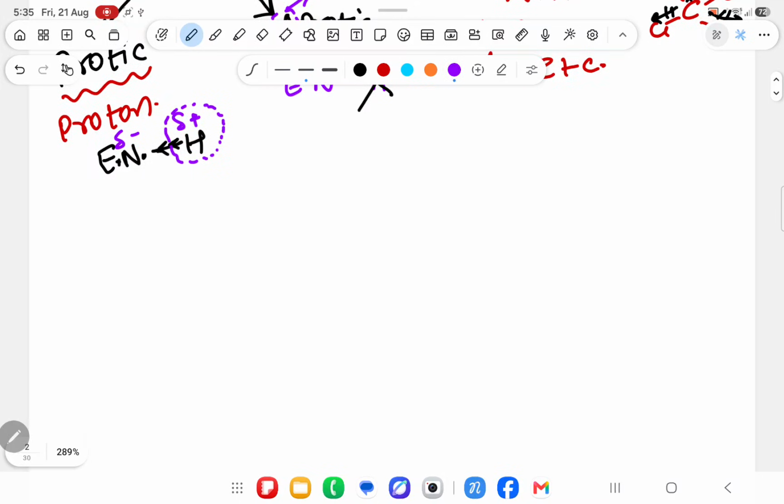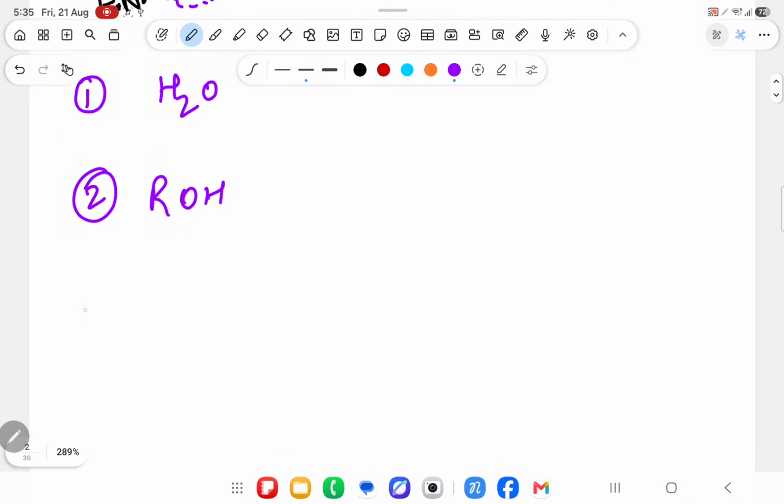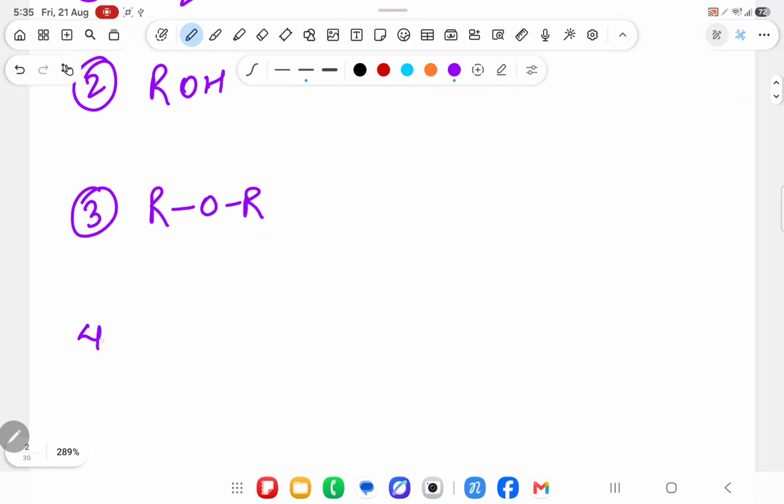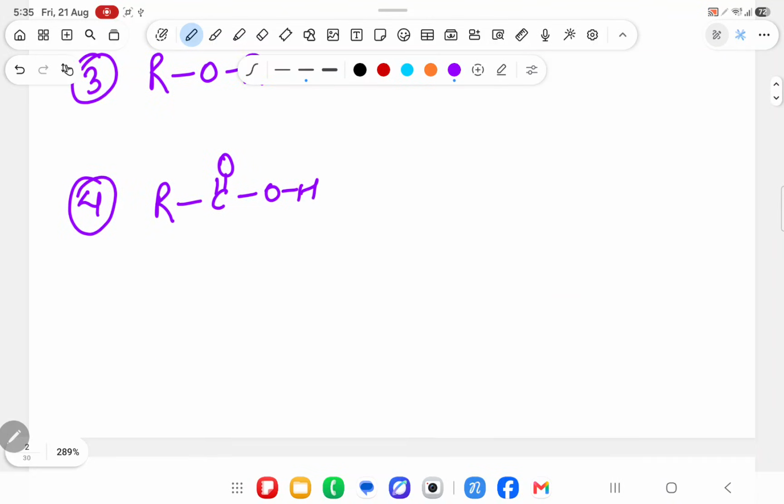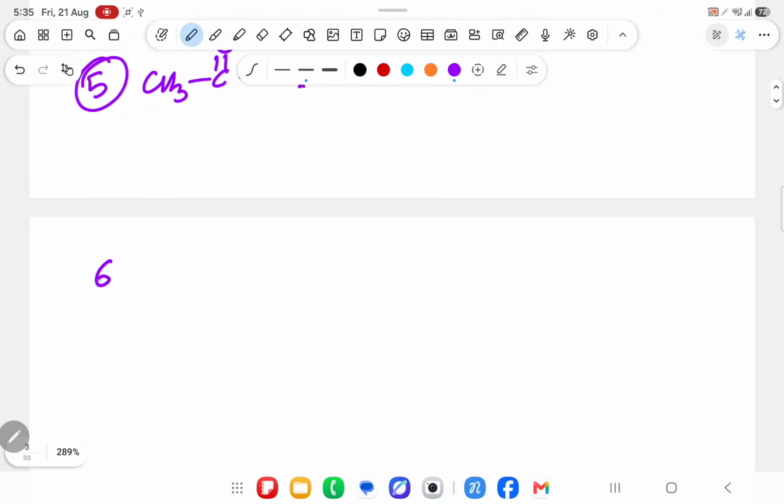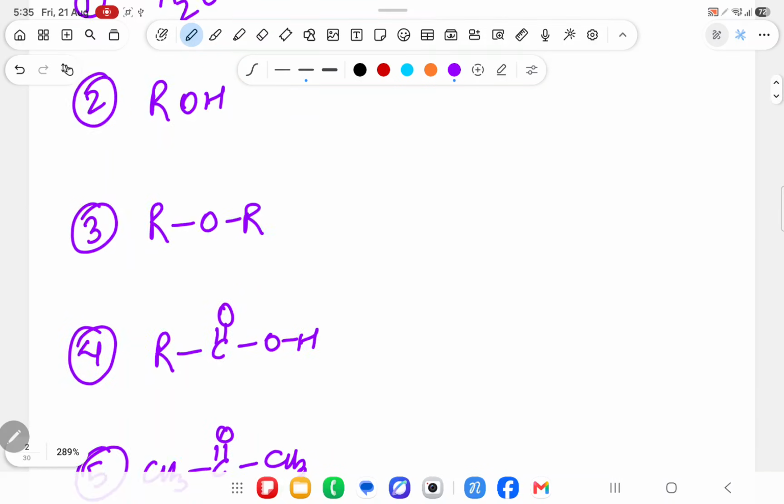Now, sir, we understood this, but we didn't know how to check. Suppose I say H2O is there. Which type of solvent is it? Second one, I have written ROH. Third one, ROR. Fourth one, RC double bond O, OH. Fifth one, CH3, C double bond O, CH3. Sixth one, HC double bond O, NH2.